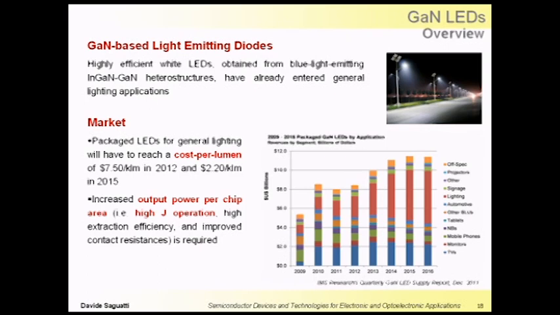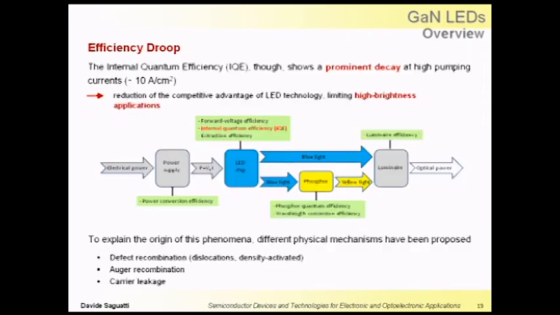To follow the roadmap for these devices, we need to reduce the cost per lumen. And to do that, of course, an increase in the output power per chip area is required. This has to face a serious issue called efficiency droop, which is a loss in the internal quantum efficiency, which usually appears at high pumping currents, around 10 to 20 amps per centimeter squared. And of course, it reduces the competitive advantage of these devices. To explain the origin of this phenomenon, the scientific community recently started a really intense debate, pointing among the different causes to some physical mechanisms such as defect recombination, Auger recombination, and carrier leakage.